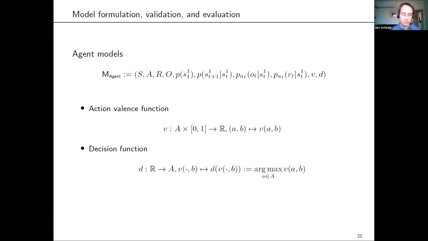And crucially, to differentiate different behaviors, we define action valence functions and decision functions. By action valence functions, we mean functions that take the current belief of the agent about the unobservable state component and an action and put a number to it according to a given rule that we will look at in a second. By a decision function, we mean the idea of maximizing the action valence by selecting the action that currently holds the largest valence.